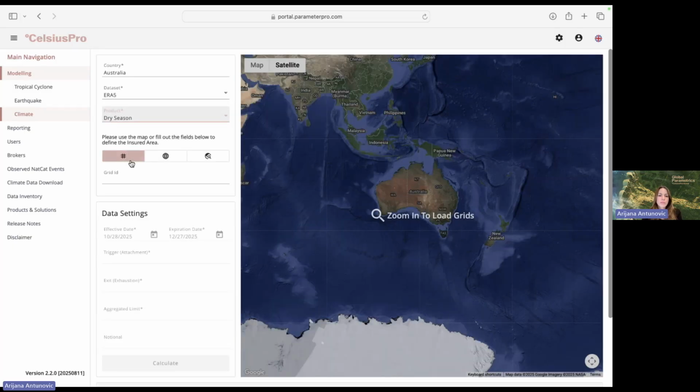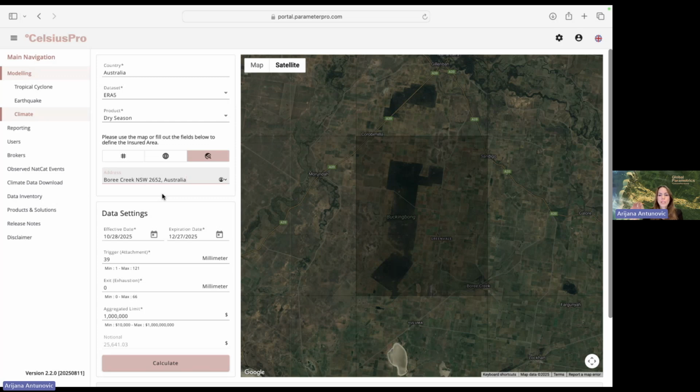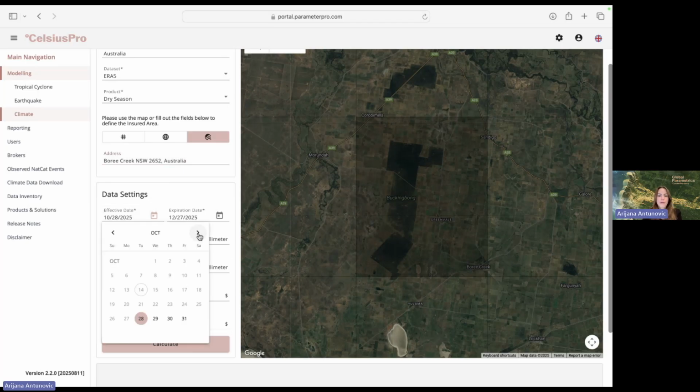I would be able to select the farm by grid cell by putting in the latitude and longitude coordinates, or by putting in the address of the farm, which I'm going to do now. There we go. So I put in the address, and then the platform will show me which grid cell is allocated to this farm particularly. Now, because I'm in Australia, I might know, or maybe I will discuss this with the client, that the dry season is from the 1st of May until the 30th of September. So I'm going to select this option in the platform.